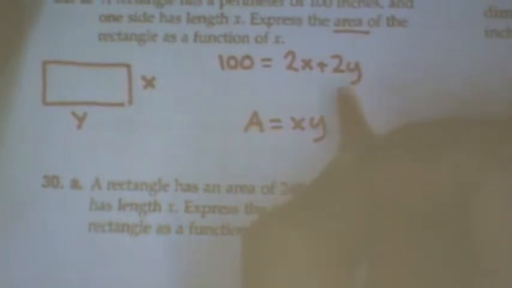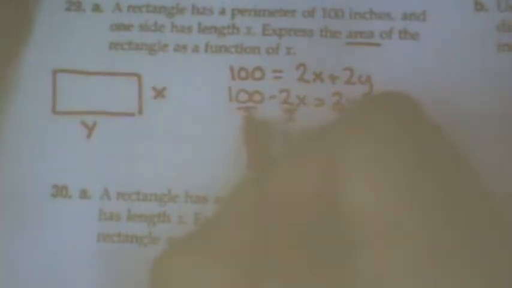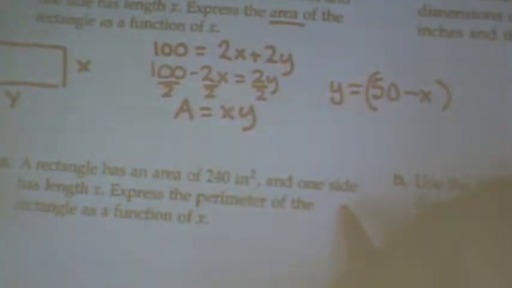How would you get y by itself? Subtract 2x. And then do what? Divide by 2. So y is equal to 50 minus x. Does everybody agree with that? Y is equal to 50 minus x.